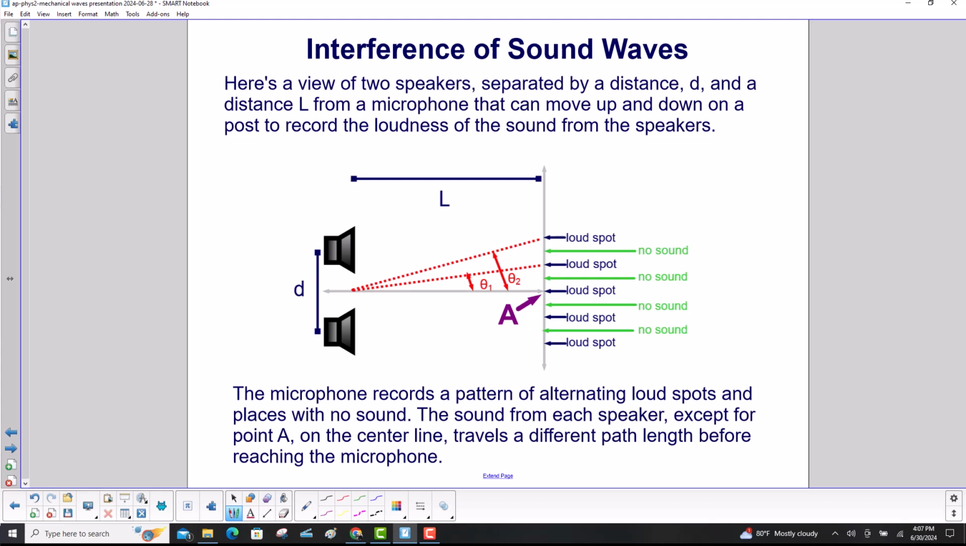Here's a view of 2 speakers separated by a distance d and a distance L from a microphone that can move up and down on a post to record the loudness of the sound from the speakers. The microphone records a pattern of alternating loud spots and places with no sound. The sound from each speaker, except for point A on the center line, travels a different path length before reaching the microphone. Right at point A here, both of them travel this distance here. Same path length from both speakers.